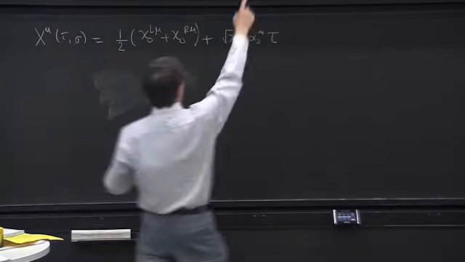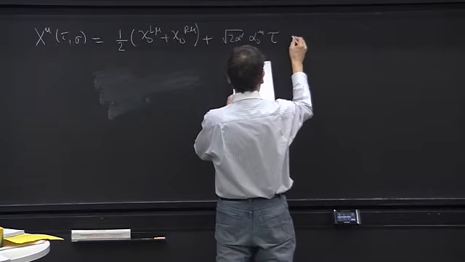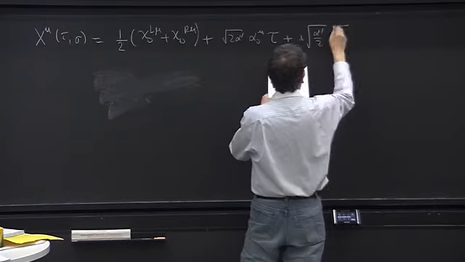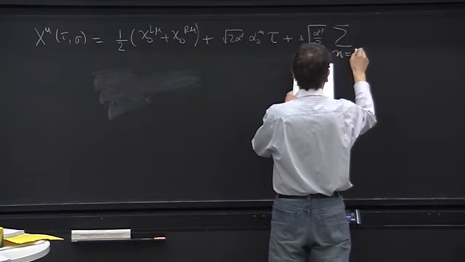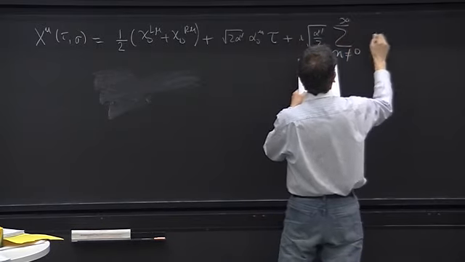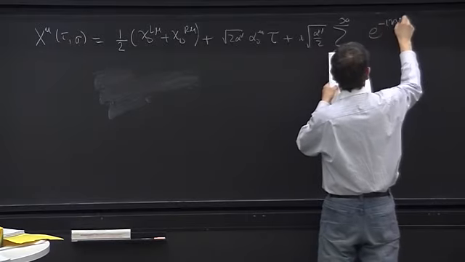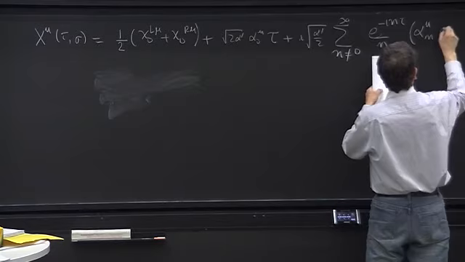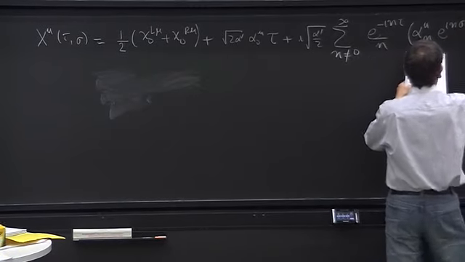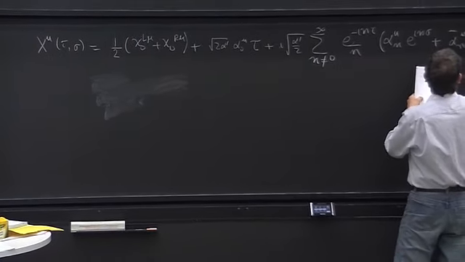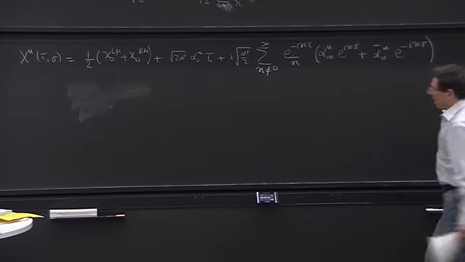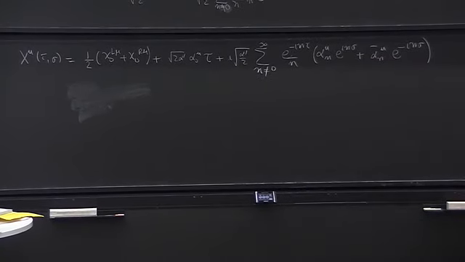OK, false alarm. Here, plus I square root of alpha prime over 2, sum from n different from 0 to infinity, e to the minus i n tau over n, alpha mu n e to the i n sigma plus alpha n mu bar e to the minus i n sigma. OK, that's how a full closed string coordinate looks like.